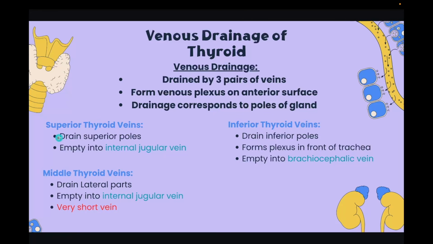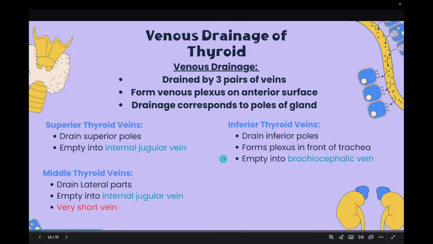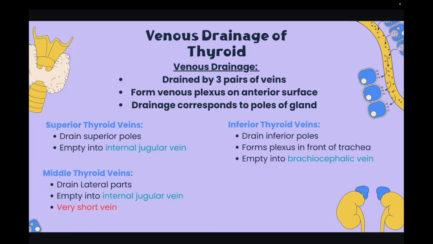For the superior pole, you'll have the superior thyroid veins, and you need to know that they empty into the internal jugular vein. The middle thyroid vein drains the lateral parts of the thyroid gland, but it also empties into the internal jugular vein. However, the inferior thyroid vein, as the name suggests, drains the inferior poles of the thyroid gland. However, it empties into the brachiocephalic vein and not the internal jugular vein.